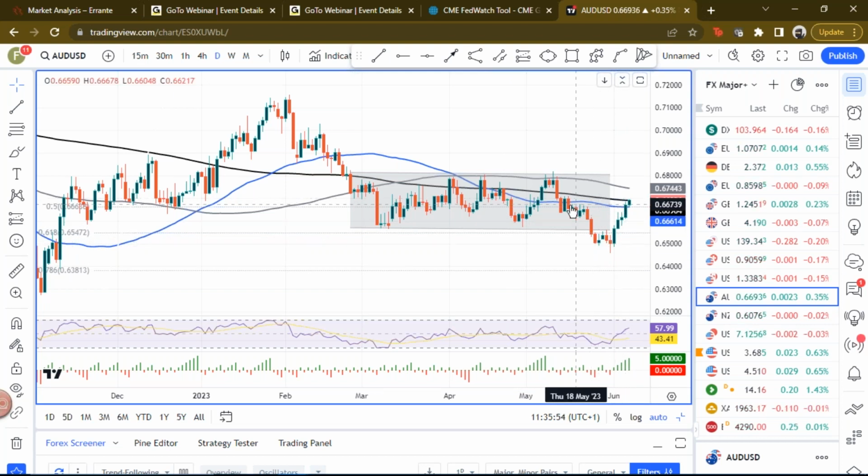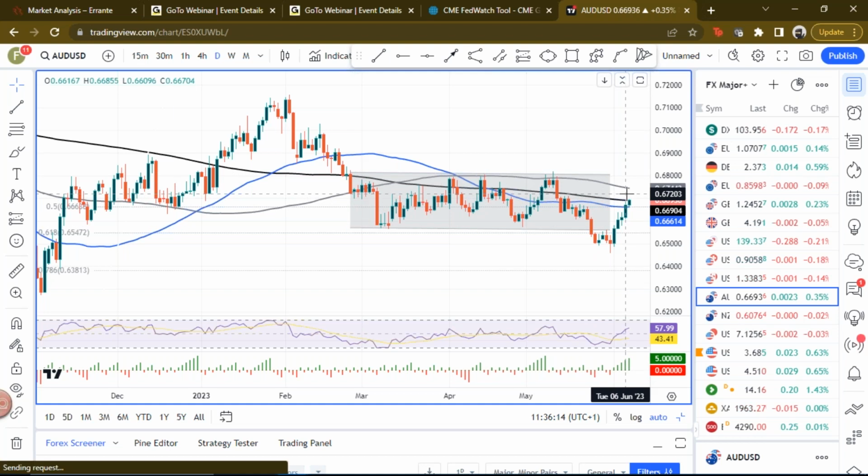So the next upside resistance for us would be the 100-day moving average, which has capped the levels quite nicely over the last few months. So watch out for that. That's at 67.44, and then obviously the top of the range around 68. So there they are, the levels to watch on the upside in the Aussie dollar.